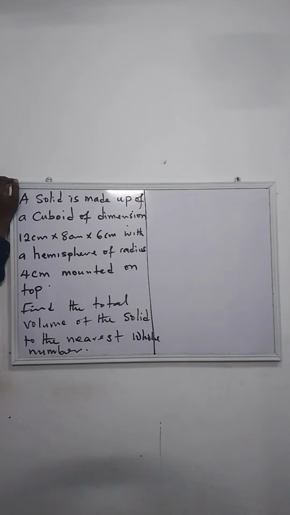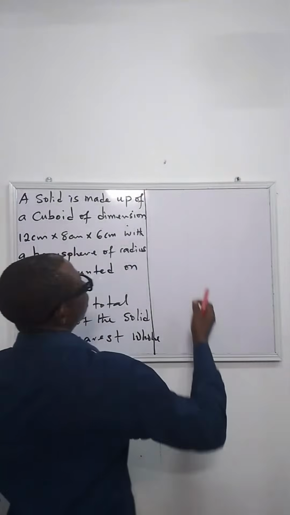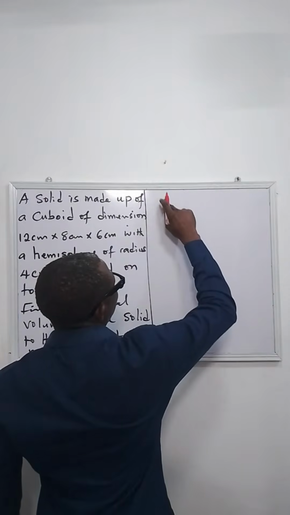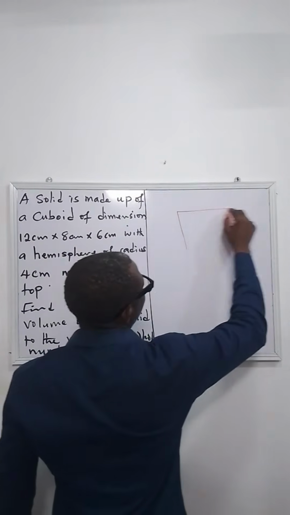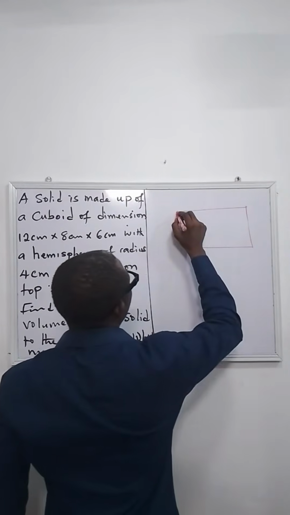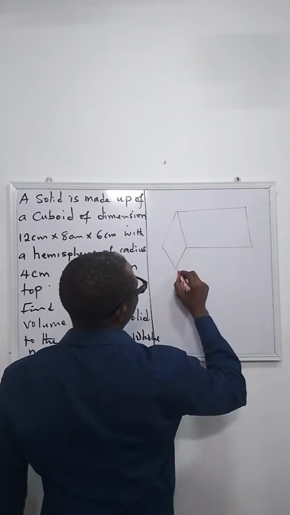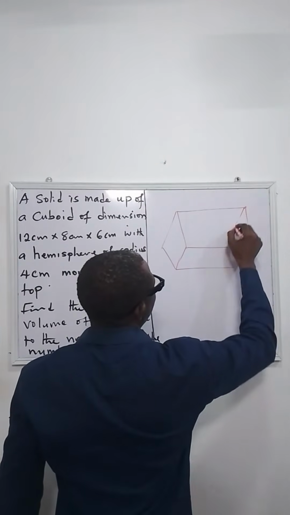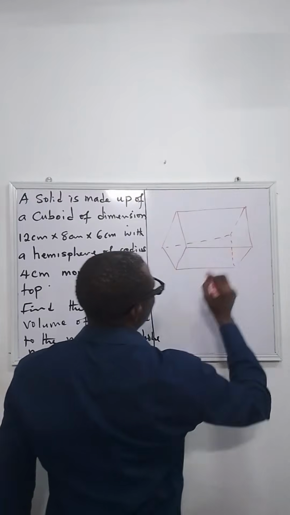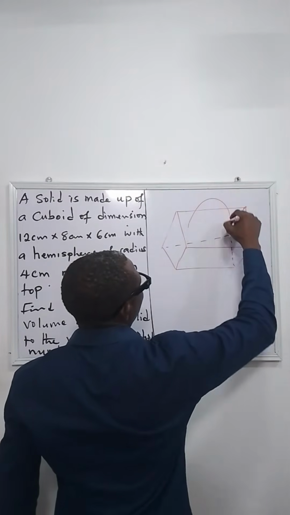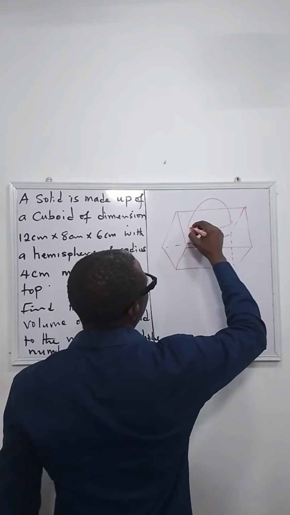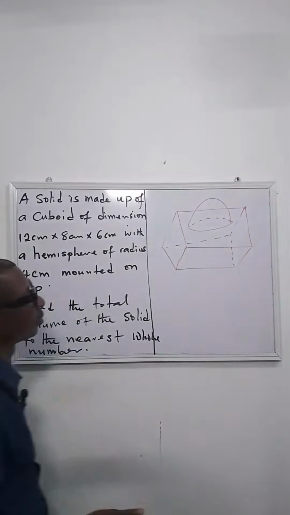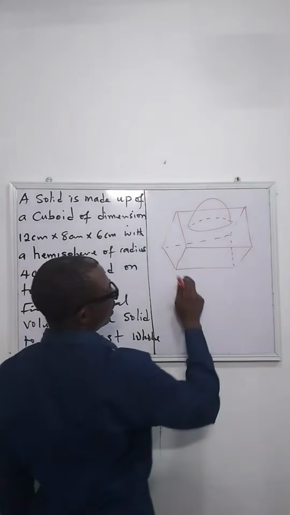So that means you need to find the volume of the cuboid and you add it to the volume of what? Volume of the hemisphere. So that's the task we want to do. So now the shape looks like this. So on it we have a hemisphere on it. So now the dimension of this has been given.